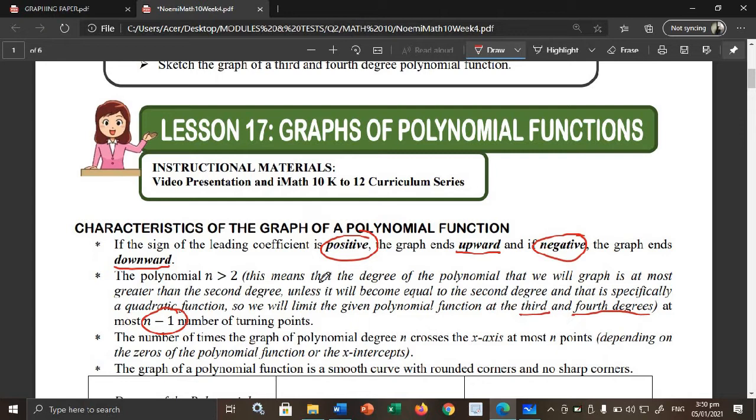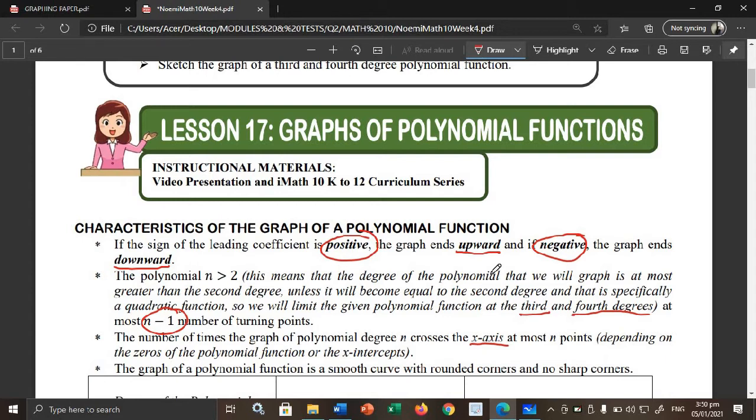And then, next is the number of times the graph of polynomial degree n crosses the x-axis, at most n times. So it depends on the zeros of the polynomial function, or tinatawag din natin yung mga points na yan na x-intercepts. So kapag sinabi natin x-intercepts, these are the points that cross the x-axis in the Cartesian plane. And we already discussed how to get the zeros of the polynomial function, so I believe you can get that and plot that on the Cartesian plane.